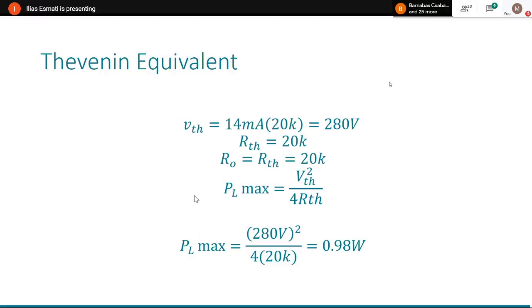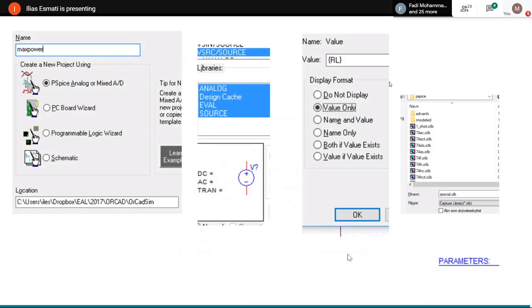So in this case, we did everything manually. We did everything on paper. So the Thevenin voltage was 280 volts. This was given. What we found was the Thevenin resistance. So all that effort was simply to find this resistor. So now I know the maximum power transfer from the source to the load is 0.98 watts of power.